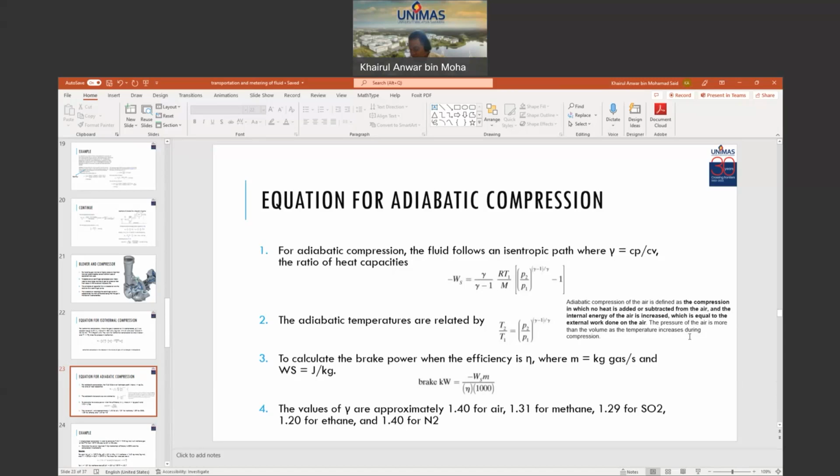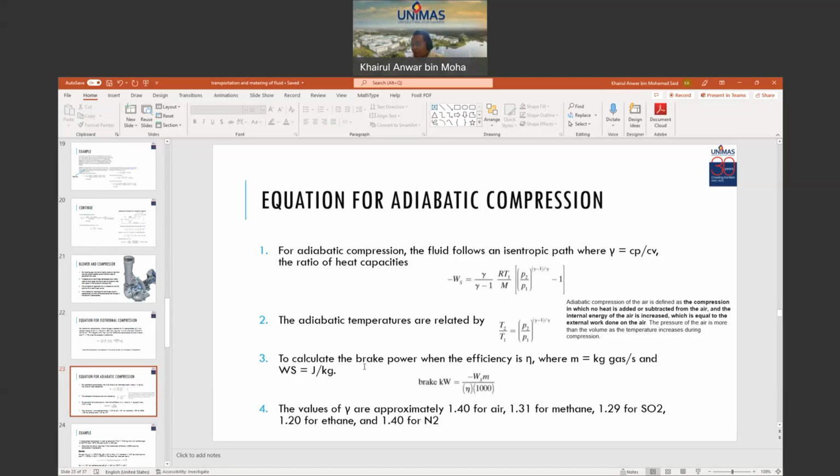Ws, the mechanical energy, is equal to gamma over gamma minus 1 times RT1 over M times P2 over P1 to the power gamma minus 1 over gamma, minus 1. The temperatures are related by T2 over T1 equal to P2 over P1 to the power gamma minus 1 over gamma.